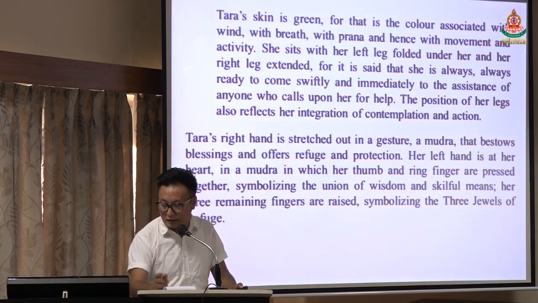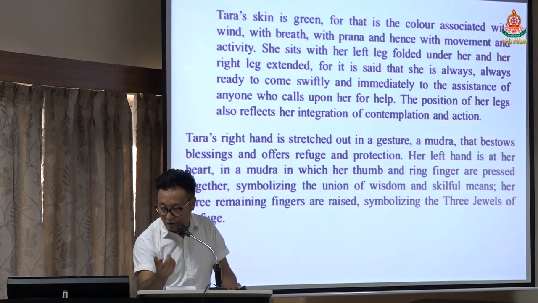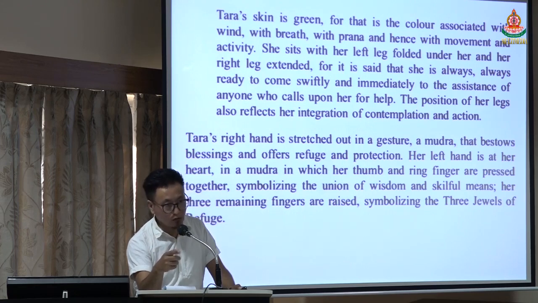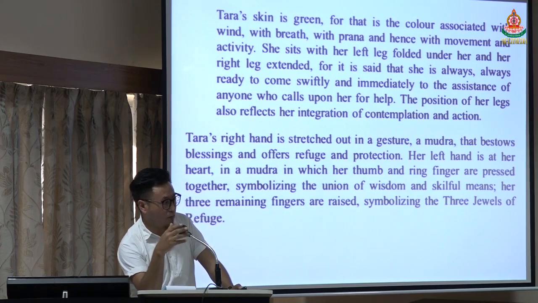Okay, now we have Tara, green Tara. Tara's skin is green, a color associated with the wind, with the breath, and with the prana, and hence with movement and activity. She is seated with her left leg folded and her right leg extended. It is said that she is always ready to come swiftly and immediately to the assistance of anyone who calls out for her. The positions of her legs also reflect the integration of contemplation and action. So most of the time we think that she will safely help all the people. That is why she is ready to move.